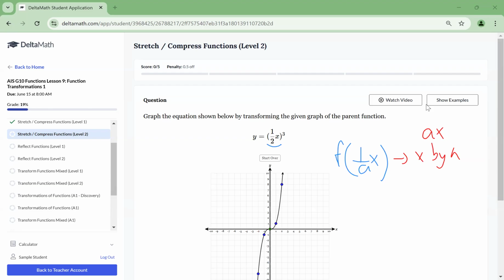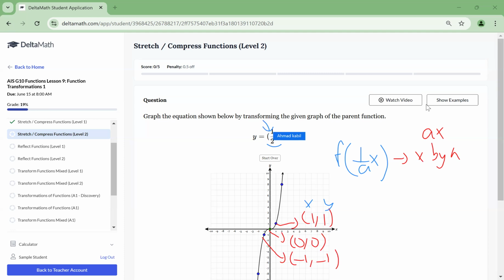Let's take 0, 0. And let's take something that can be multiplied by 2. That doesn't matter really. We can take this point, for example, 1, 1. And here we have negative 1, negative 1. Now the x's are going to be multiplied by 2 because it's 1 over 2 here.